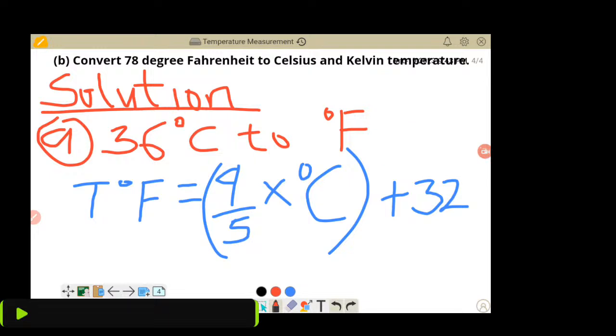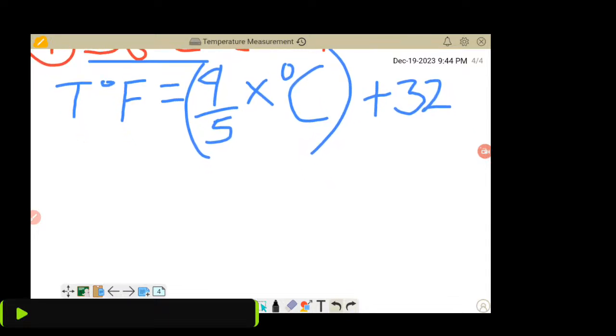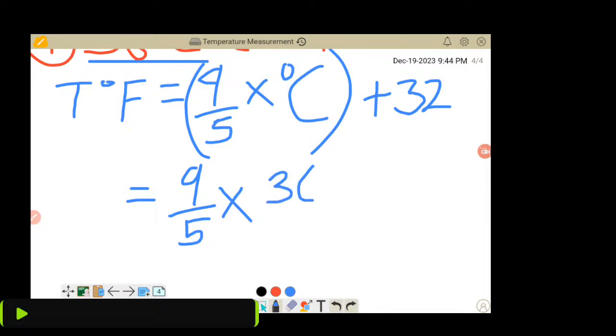And if you look at the question, we have the value of the temperature given in degrees Celsius. So this value will be fixed straight into this formula, and we just carry out our arithmetic using either a calculator, or we can use our mental mathematics ability to get the solution. Okay, let's quickly do that. So which means this will be equal to 9/5 multiplied by the degree Celsius value, which is 36. Let's bracket it.